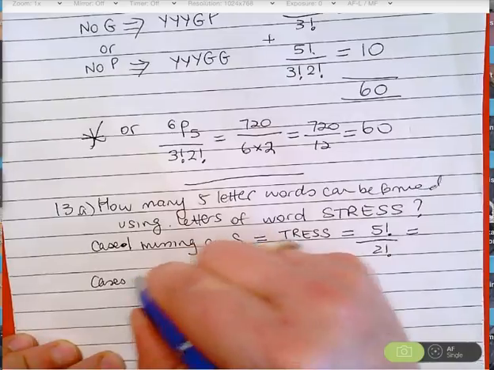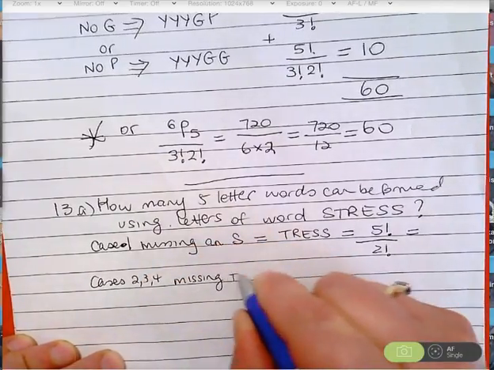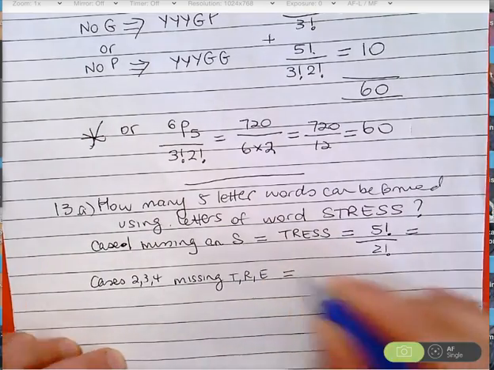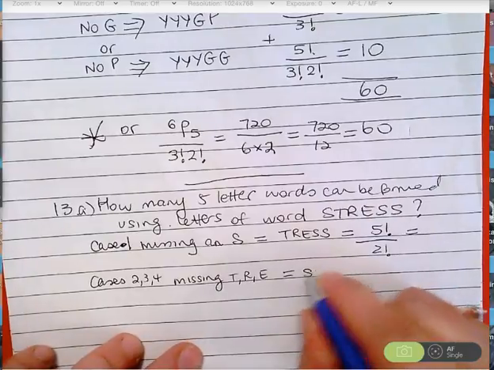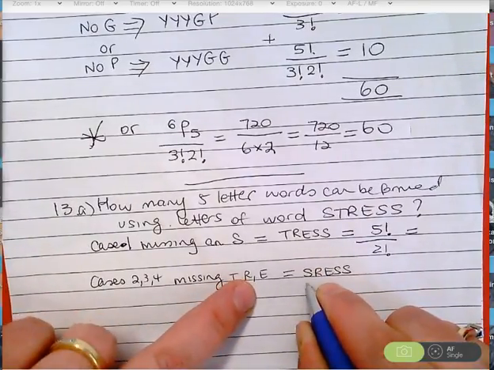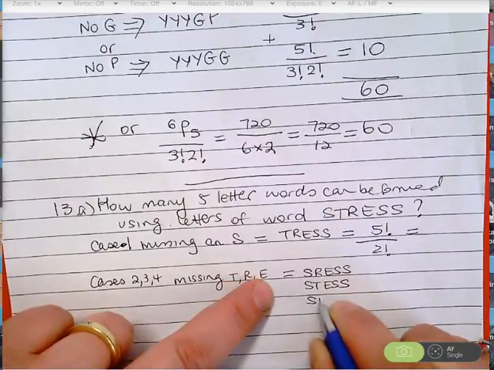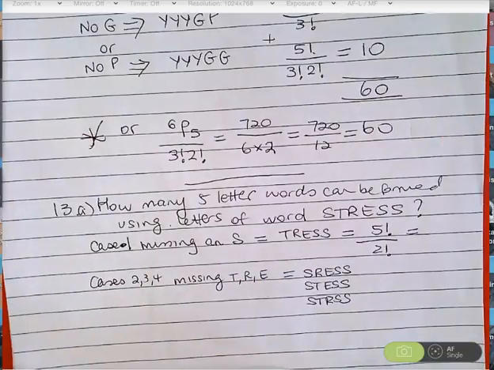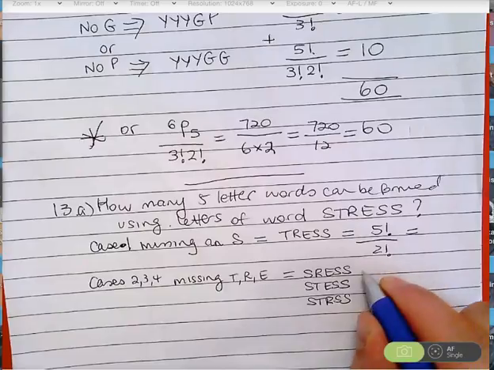And I'm going to do cases 2, 3, and 4 would be missing a T, R, or an E. Let's just say you're missing a T. Wouldn't you have SRESS? If you're missing an R, wouldn't it be STESS? And if you're missing an E, wouldn't it be STRSS? Do you get it? So, what's the answer for the first one?